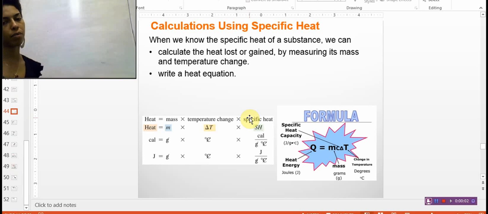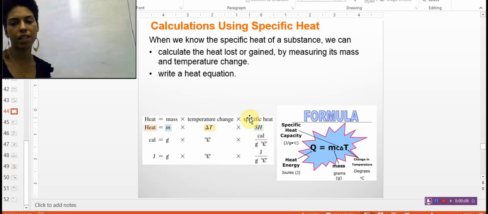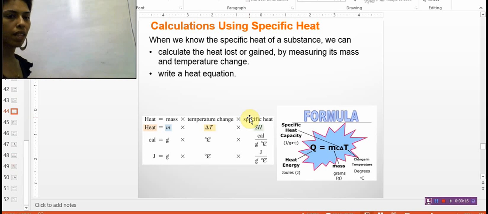Hi students, I'm going to finish up with chapter 3, finish up looking at specific heat and take a look at phase changes as the last two topics in chapter 3. So before we get started, I want to clarify something that I mentioned in class yesterday.